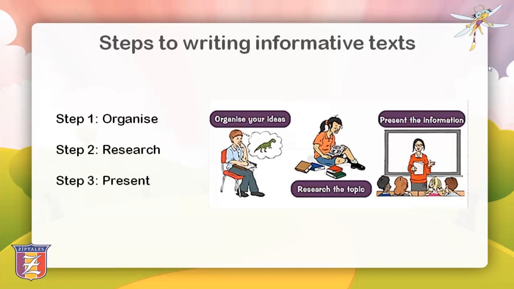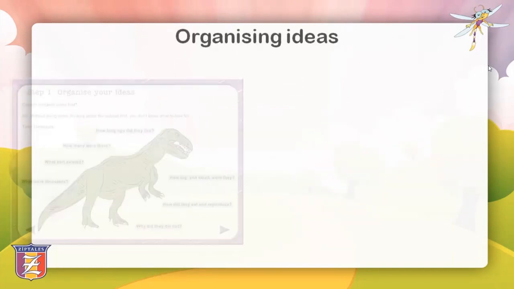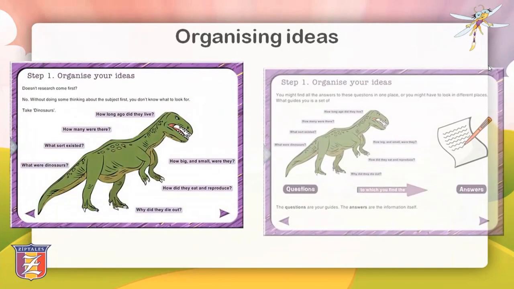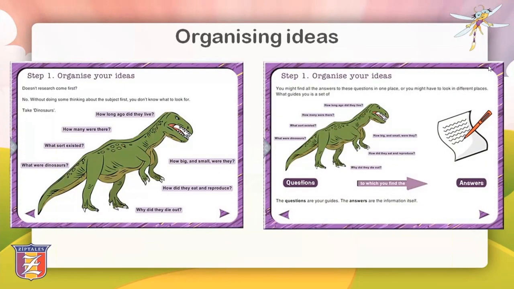The knee-jerk reaction of many children would be to start research without further ado, so the lesson diverts them to a reliable method. 1. Organise your ideas. 2. Research the topic. 3. Present the information. The topic, dinosaurs, is then broken down into a series of questions. What were dinosaurs? What sort existed? How long ago did they live? Etc. The recommended method is one of generating key questions to which the children then need to find answers.